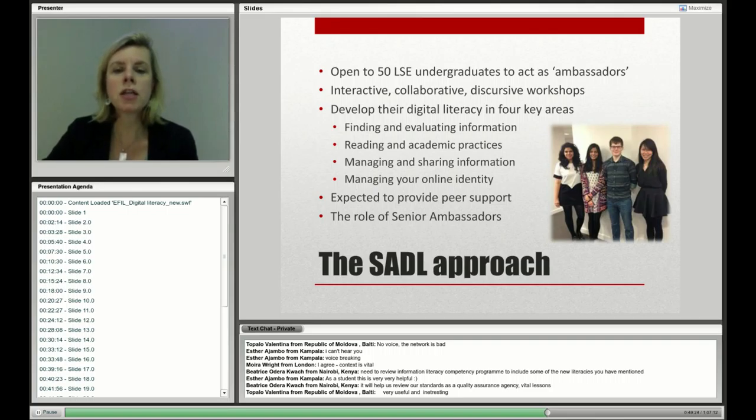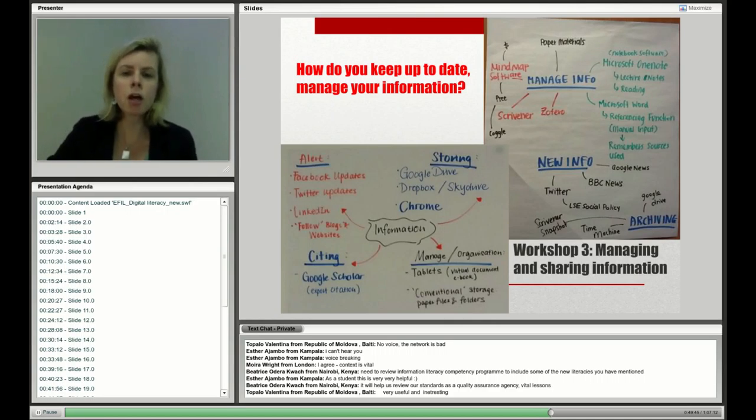The students you can see in the picture are actually some of our senior ambassadors. These students have been through the programme and then they're employed and they actually come in and help teach the workshops, and they give us really valuable feedback on what they think's working, what they think's useful, and they're also the way of promoting the project to their peers as well. Just some outputs from the project.